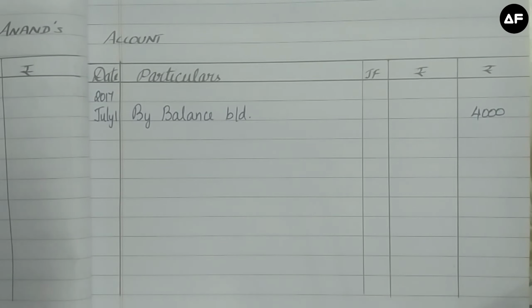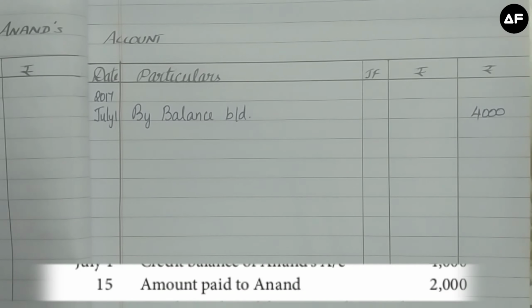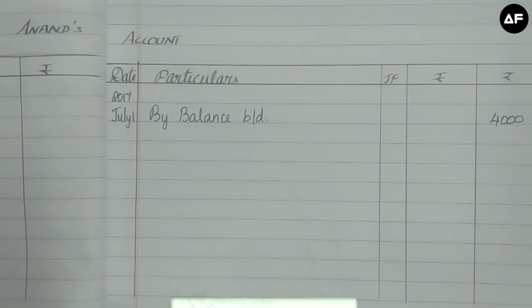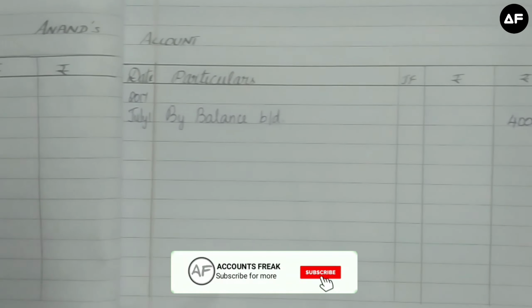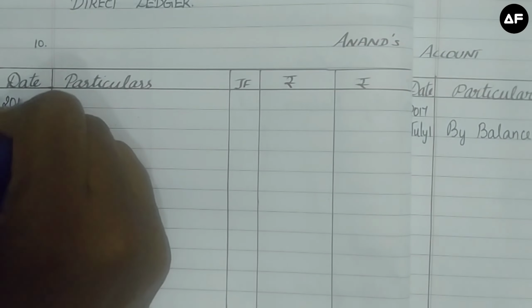Next, on the 15th, amount paid to Anand. So in order to do the direct ledger posting, it is very essential that you know the golden rules by heart and it is to be in your fingertips. So amount paid to Anand, in this the cash is going out of the firm and Anand is receiving the amount. So Anand is the receiver, so debit the receiver and cash is going out of the firm. Therefore, cash is credited. So therefore, Anand is in the debit. So go to the debit side of your Anand's account and record the opposite account's name.